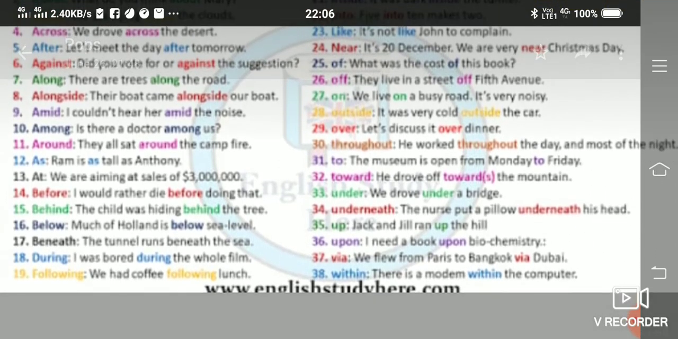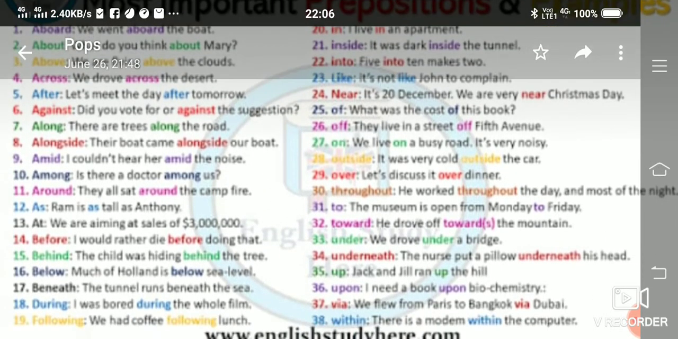To: the museum is open from Monday to Friday.